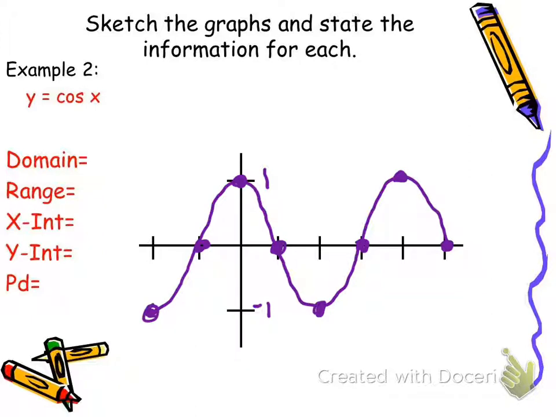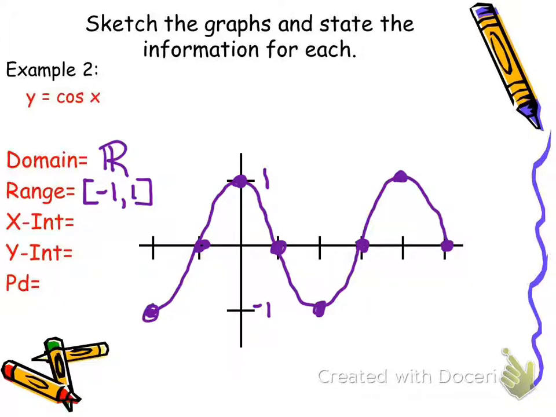What is the domain? Is there anything that causes the cosine to be undefined? Yes or no? No. So nothing breaks it. The domain is everything. The range is going to be all y values between -1 and +1. It's really boring. The range just bounces between -1 and +1.